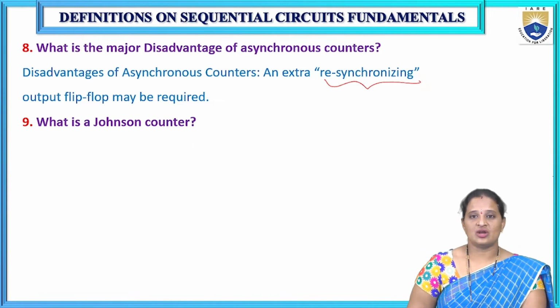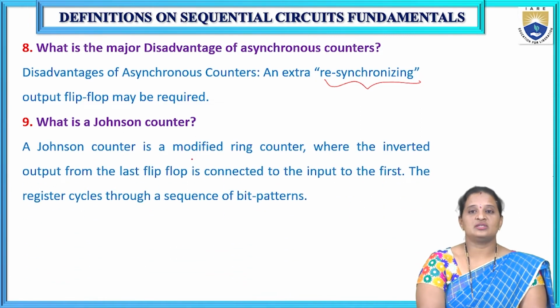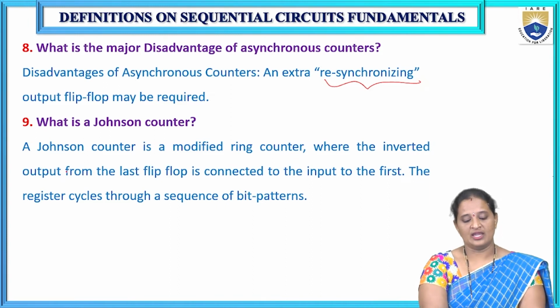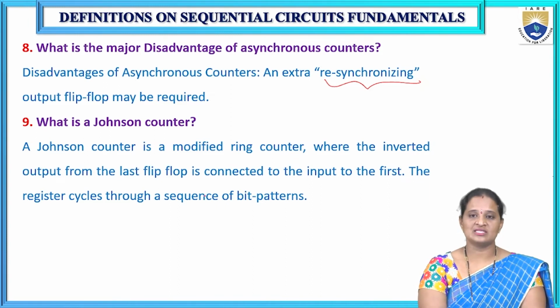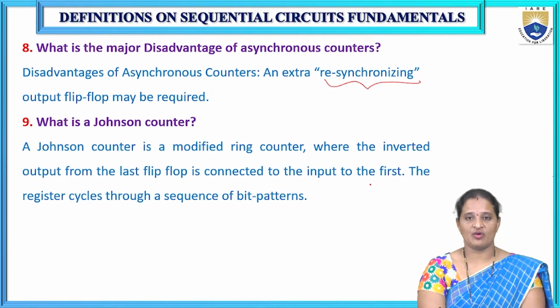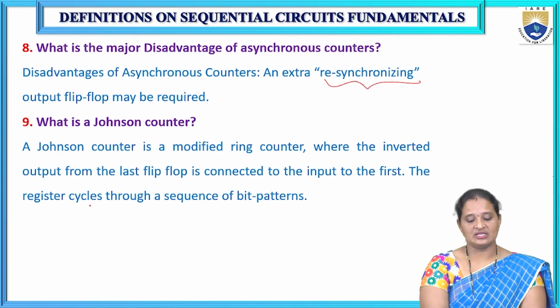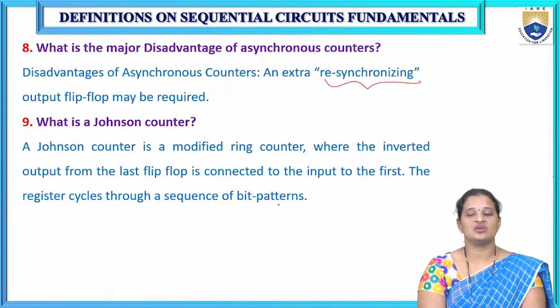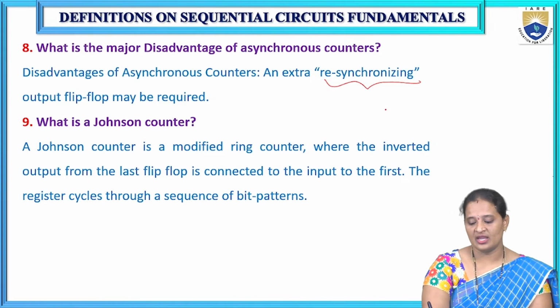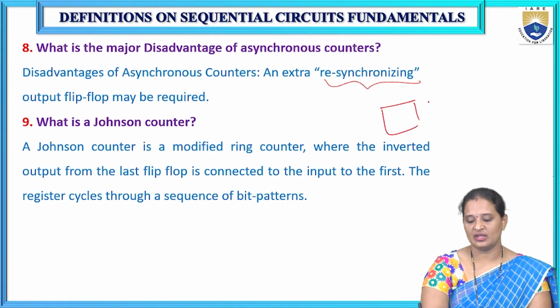What is a Johnson counter? A Johnson counter is a modified ring counter, where the inverted output from the last flip-flop is connected as the input to the first flip-flop. So the register cycles through a sequence of bit patterns. Here it is similar to the ring counter.